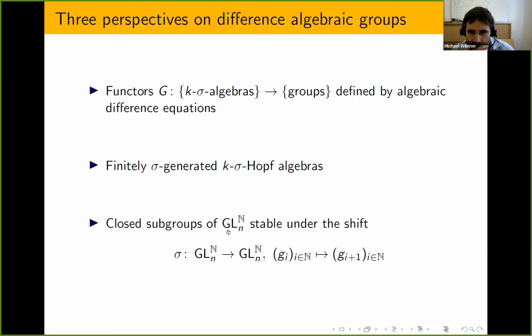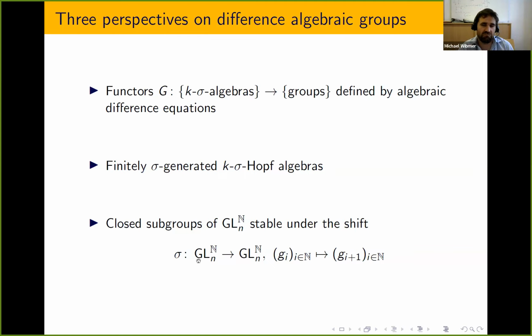So if you forget the sigma and just look at the underlying group scheme corresponding to this Hopf algebra, then you get a somewhat large group, which is also equipped with a sigma. But this can always be arranged such that the group is a closed subgroup of some GL_n to the N, and the sigma can always be arranged in such a way that it becomes just a restriction of this shift. Okay, that's a more dynamic perspective.